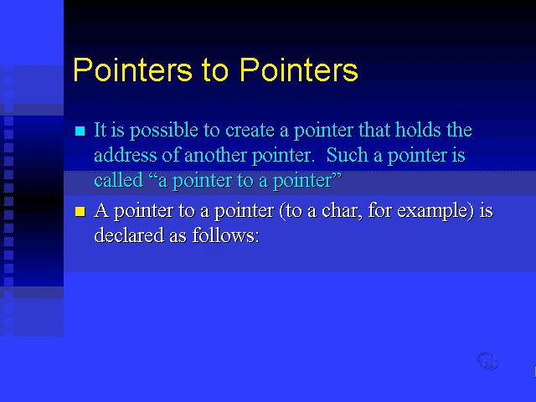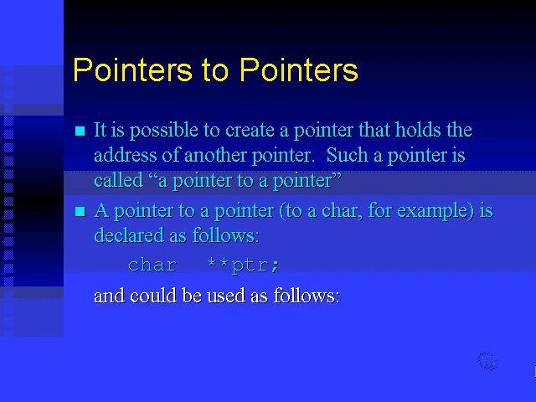A pointer to a pointer could be declared as follows. Let's assume that it's a pointer to a char. Char star star pointer. That's how you would read that in English. What we're talking about now is two levels of indirection. The address of something that is the address of a character. That's how you read that.